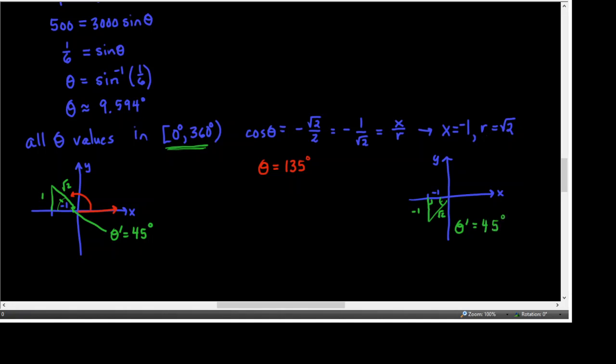The question is, what is the angle from the initial side to that terminal ray right there? Well, we're going 90, 180, and 45 more. So 180 plus 45 means that we are getting 225 degrees. So these are all of the angles between 0 and 360 degrees, including 0 degrees, for which cosine of theta is negative square root of 2 over 2. Two answers. Okay.